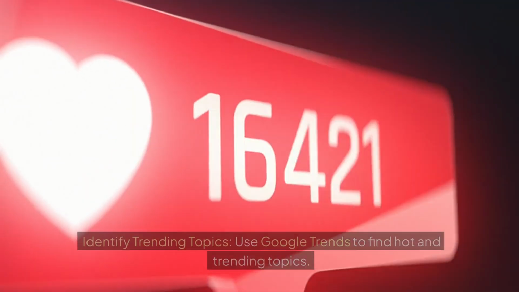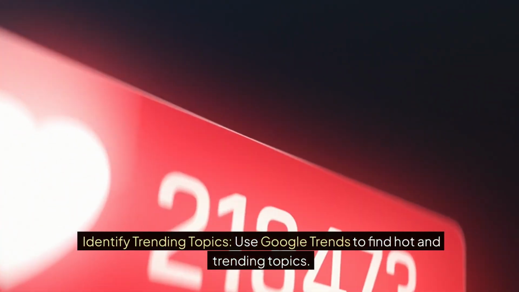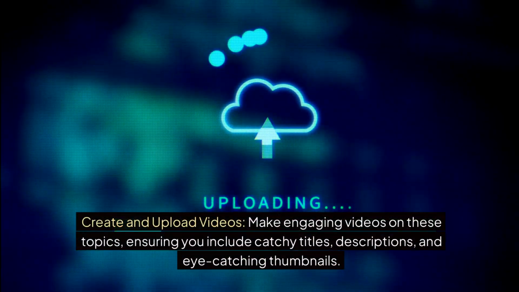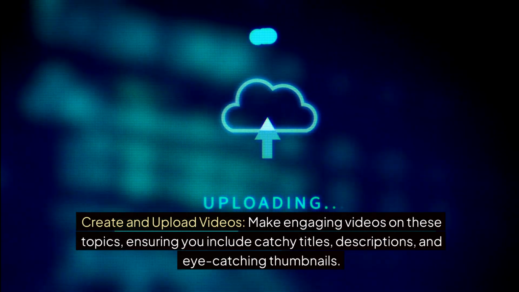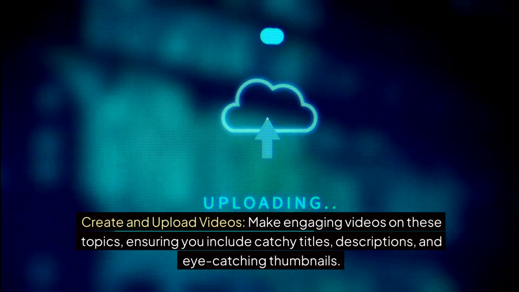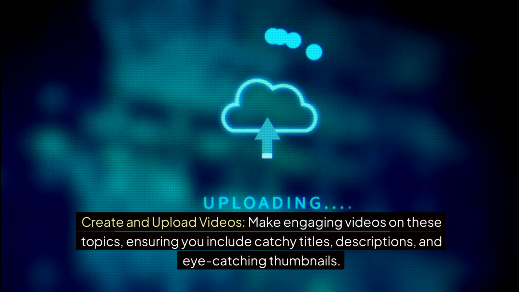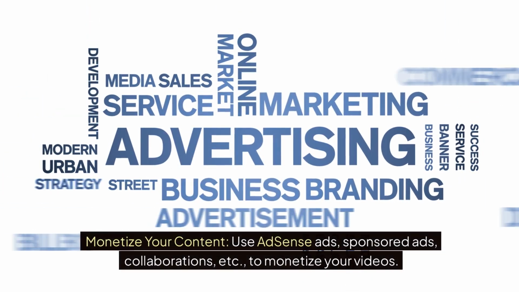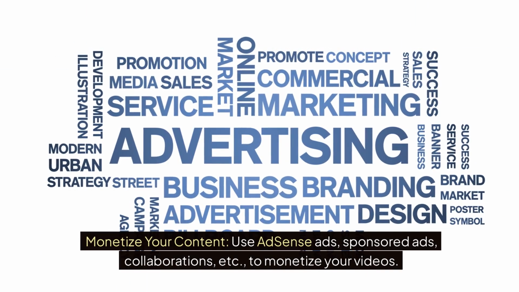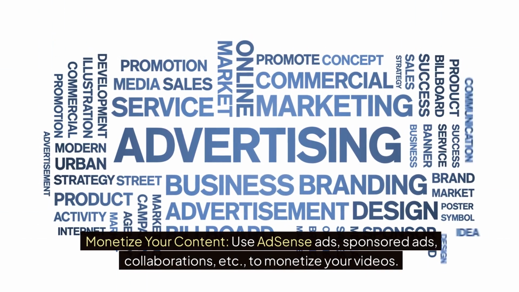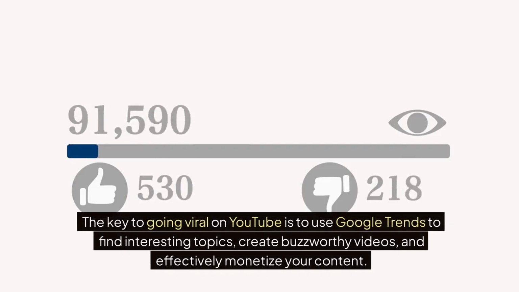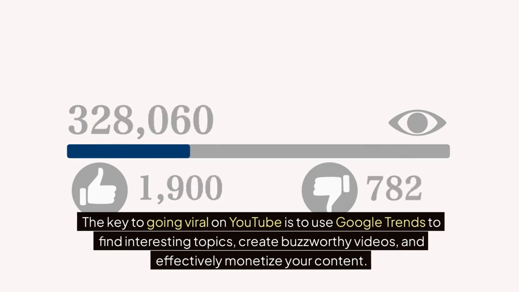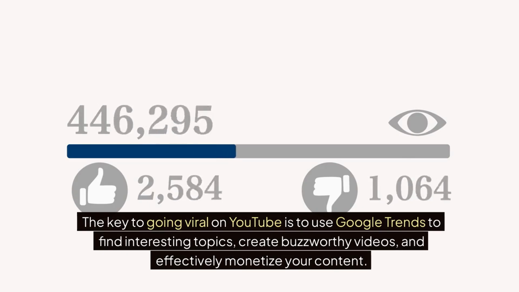Here's how. Identify trending topics. Use Google Trends to find hot and trending topics. Create and upload videos. Make engaging videos on these topics, ensuring you include catchy titles, descriptions, and eye-catching thumbnails. Monetize your content. Use AdSense ads, sponsored ads, collaborations, etc. to monetize your videos. The key to going viral on YouTube is to use Google Trends to find interesting topics, create buzzworthy videos, and effectively monetize your content.